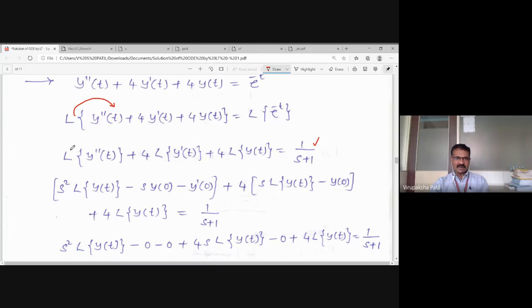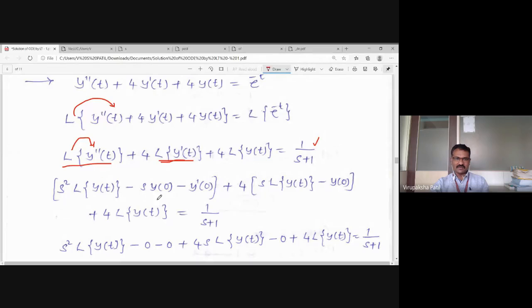Then next, write the expression for each term. The first is s square into L of y of t minus s into y at 0 minus y dash at 0. Then plus 4, and the expression for this is s into L of y of t minus y at 0. This is the standard form, so keep that as it is, because we need to find the value of y of t here. The right side, 1 divided by s plus 1, you keep as it is.